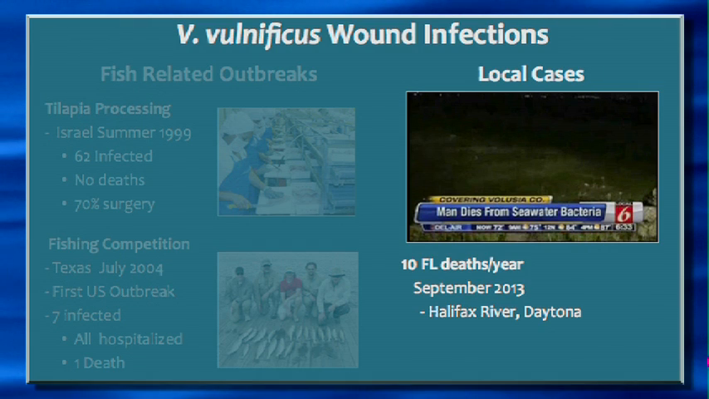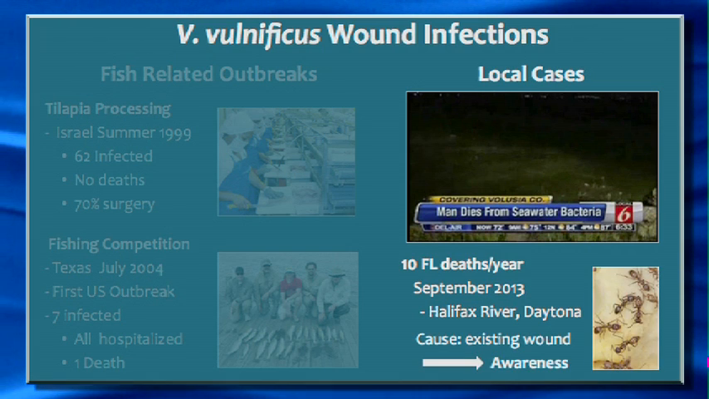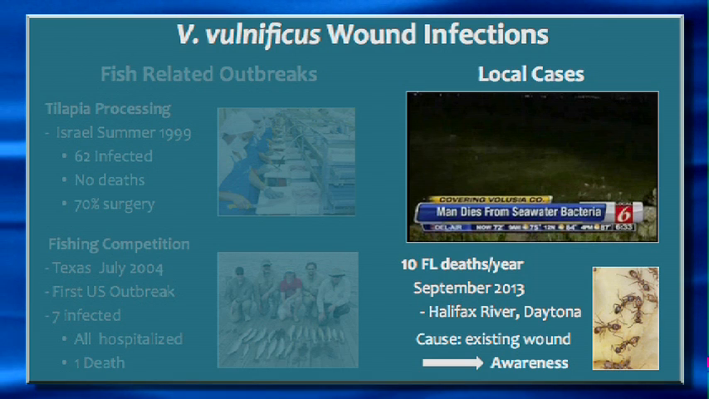And some of you may remember that last summer there was quite a bit of press on this when a man that was fishing up in the Halifax River, just north of us in Daytona, became infected and died from this bacteria. The reason why he became infected was he, like some of the other cases that we talked about, had a pre-existing wound. I guess he had stepped in an ant pile or something like that. So he had that route there for these bacteria to get into his blood system.